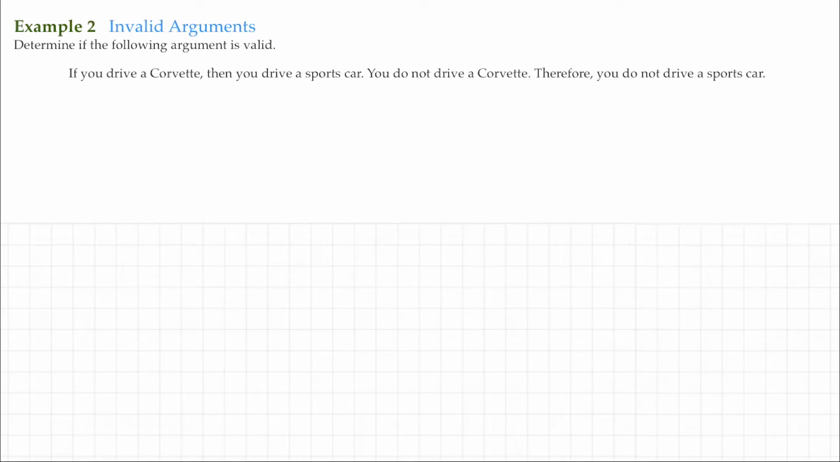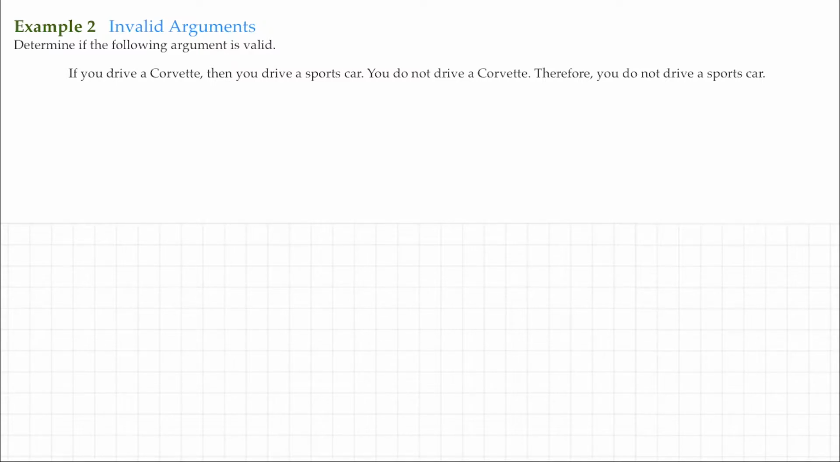So we continue with validating arguments, and as you can see, we have this argument here. If you drive a Corvette, then you drive a sports car. You do not drive a Corvette, therefore you do not drive a sports car. And of course, before we build any truth tables to validate this, hopefully you get a logical sense of whether this argument is going to be valid or not. Just have an intuitive sense for it.